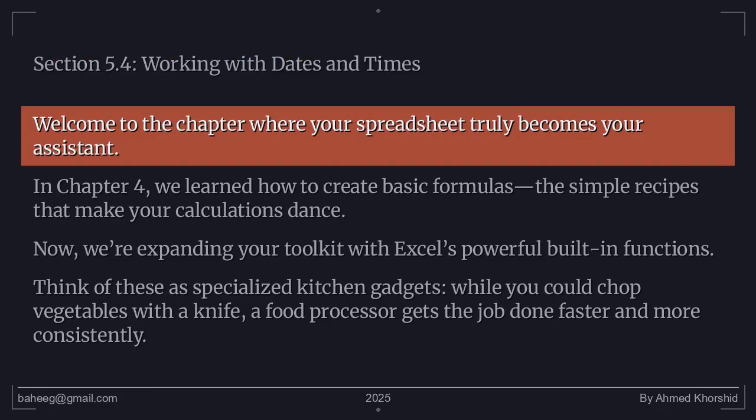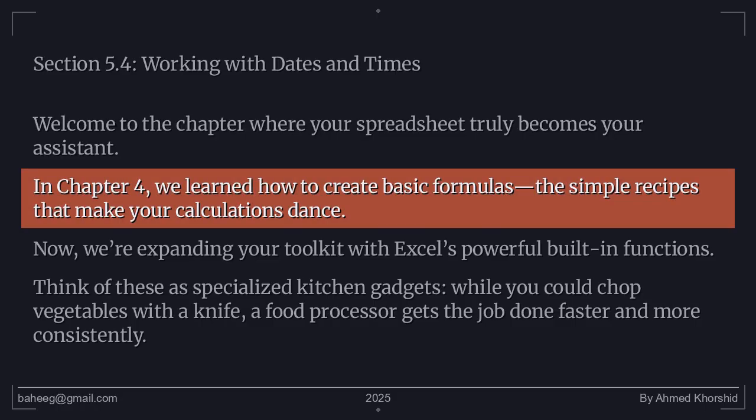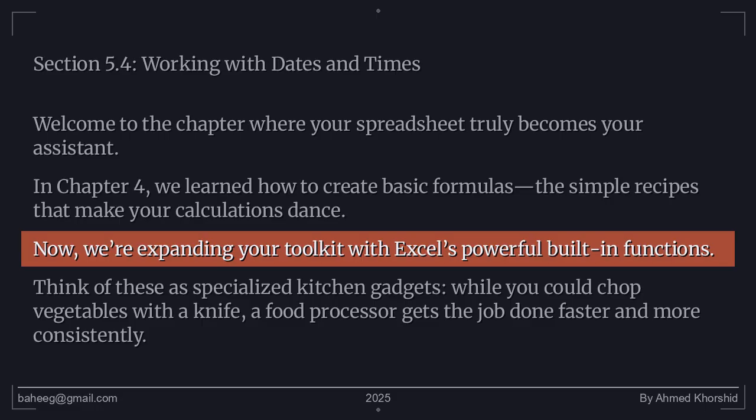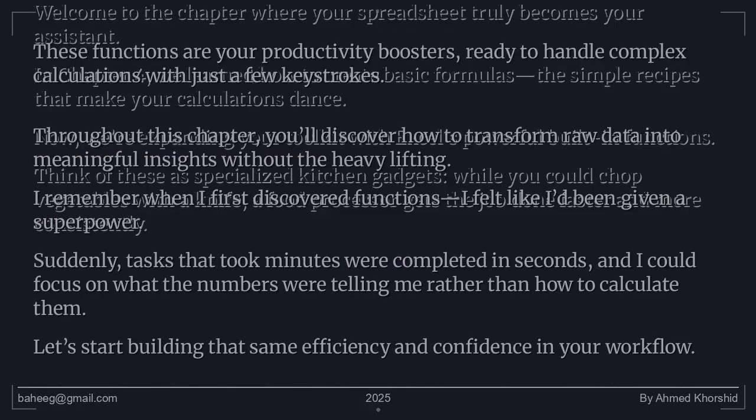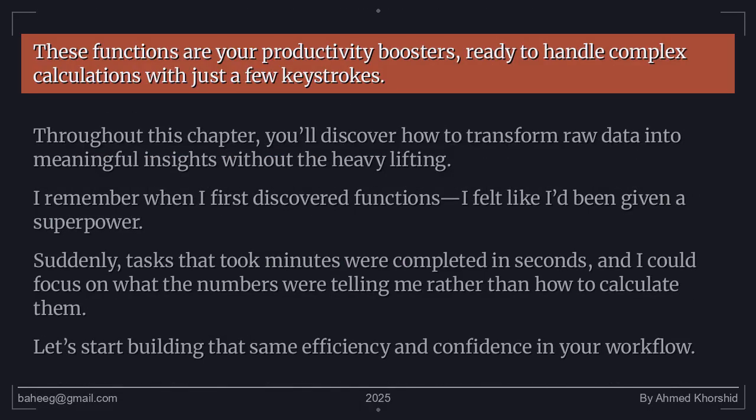Welcome to the chapter where your spreadsheet truly becomes your assistant. In Chapter 4, we learned how to create basic formulas, the simple recipes that make your calculations dance. Now, we're expanding your toolkit with Excel's powerful built-in functions. Think of these as specialized kitchen gadgets. While you could chop vegetables with a knife, a food processor gets the job done faster and more consistently. These functions are your productivity boosters, ready to handle complex calculations with just a few keystrokes.